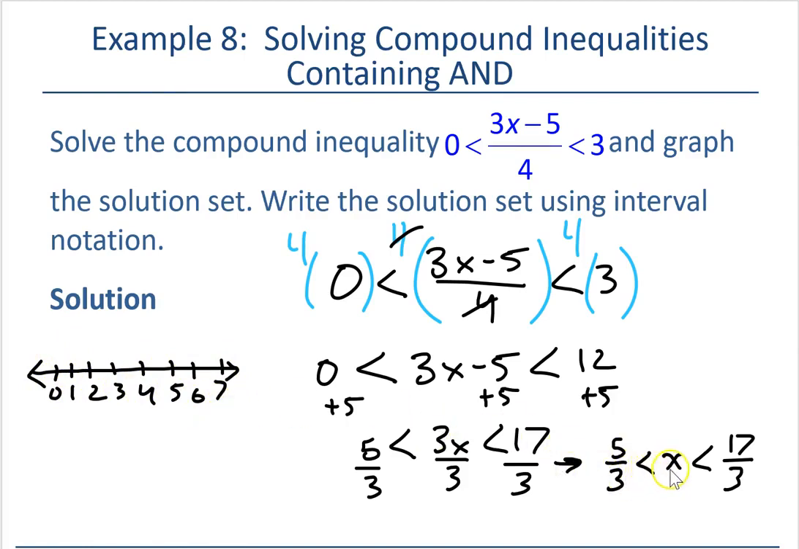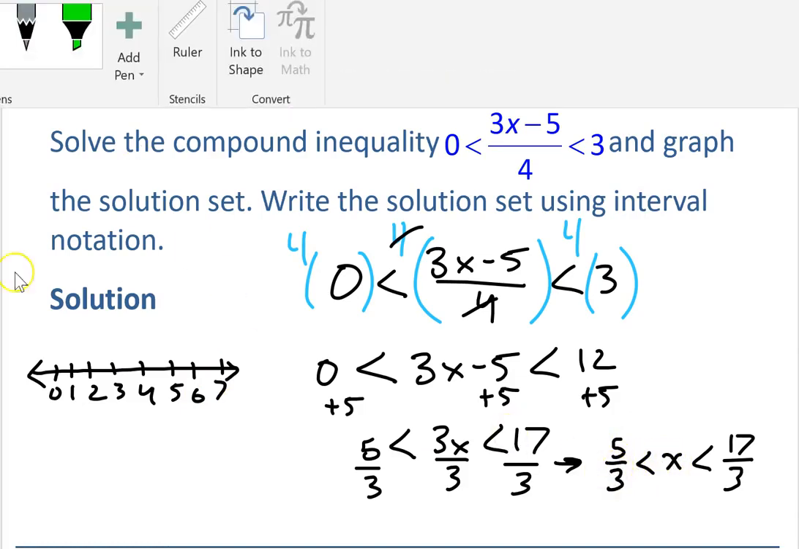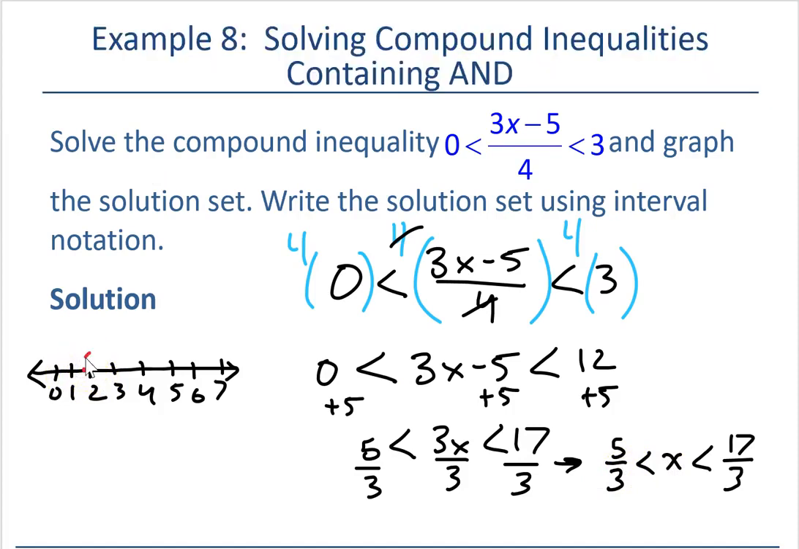So our first number here, x is greater than. Notice there is not an equal sign in here, so we're going to have an open bracket. So that's going to be 1 2/3, right about here, facing the positive direction.